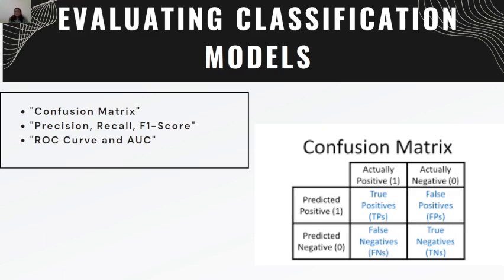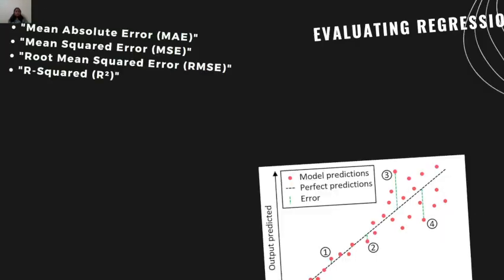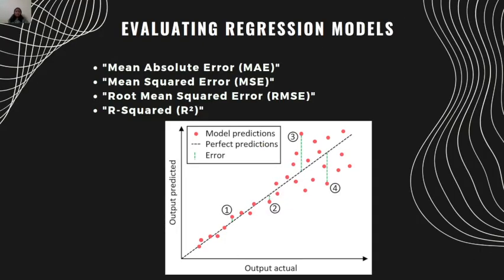Okay, so next we have evaluating regression models. For regression problems, we use different evaluation metrics. This includes mean absolute error, mean squared error, and root mean squared error. Mean absolute error is the average absolute difference between predicted and actual values, which gives an idea of the error magnitude. Mean squared error is the average squared difference between predicted and actual values.